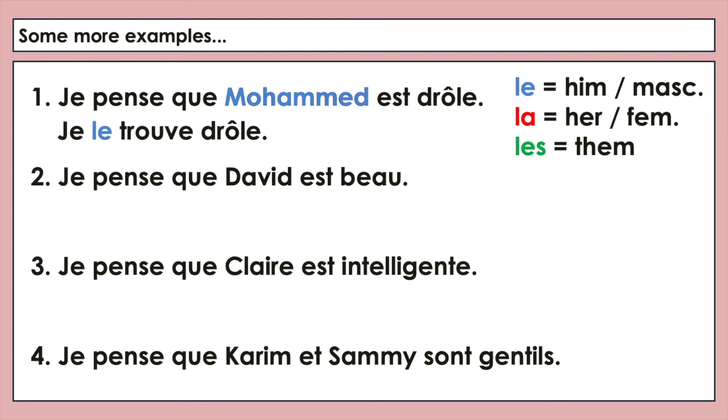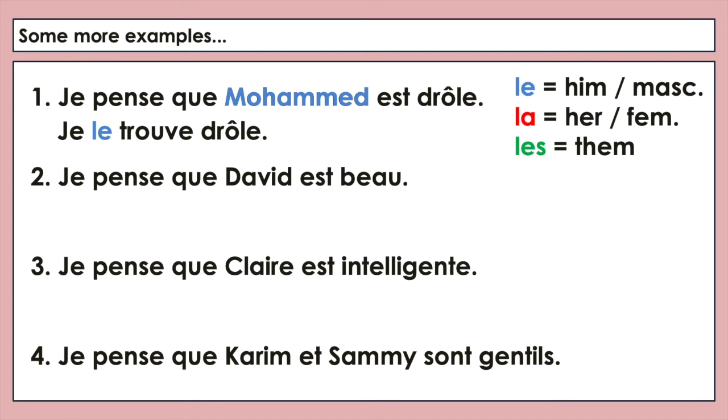So number 2 says, Je pense que David est beau. I think that David is handsome. I want you to write, I find him handsome. For number 3, it says, Je pense que Claire est intelligente. I think that Claire is intelligent. I want you to write, I find her intelligent.